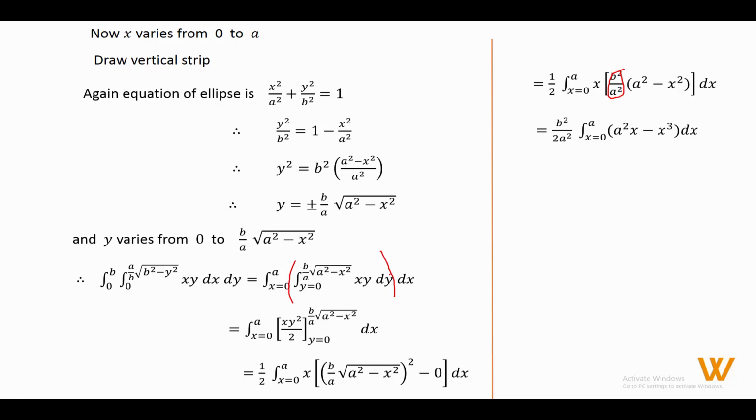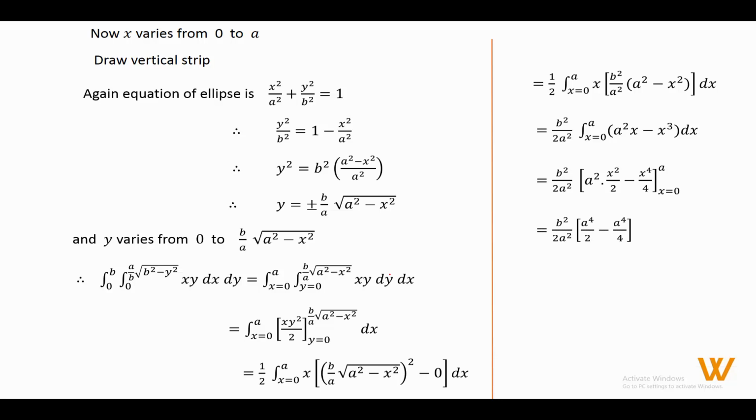Now multiply by x here, so the first term is a square x and the next term is minus x cube, dx. Now integrate this: b square upon 2a square. Integrate with respect to x: a square is constant, integration of x is x square by 2, minus integration of x cube, x raised to 4 upon 4, limit x varies from 0 to a.